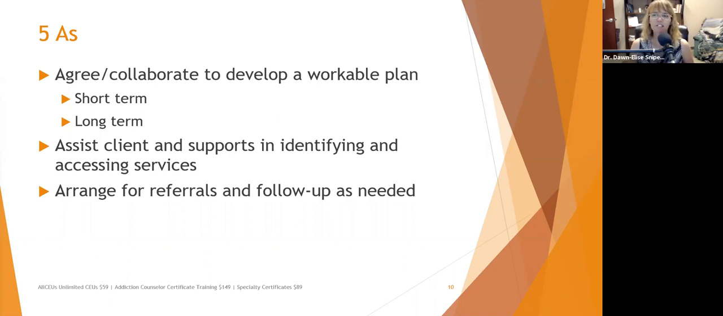We want to assist clients and supports in identifying and accessing services. The person with the disability will probably need services of some sort. It could be medical care, it could be mental health care, medication, whatever it is. But we also want to make sure that their supports are able to access the support that they need. If they are a parent of a child with autism, they need support. If they are a parent of a child with Down syndrome, they need support.